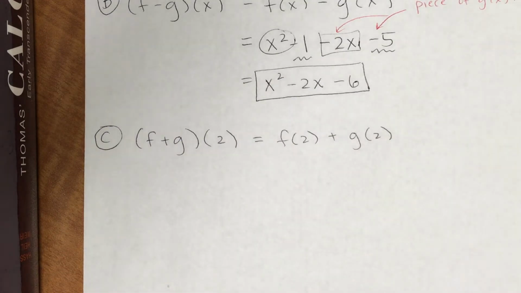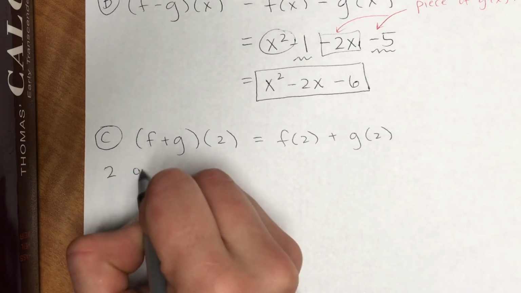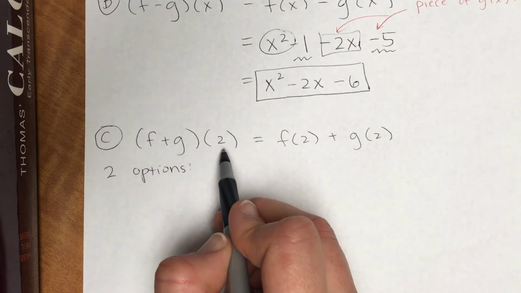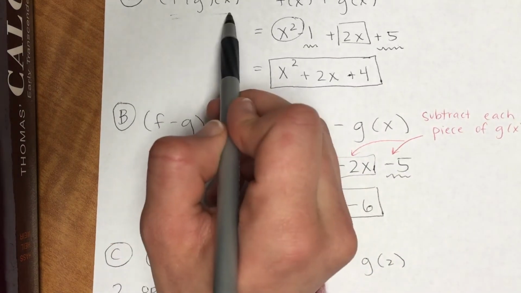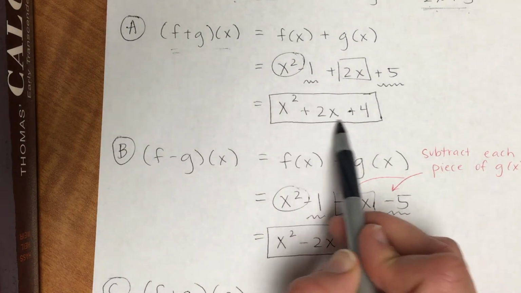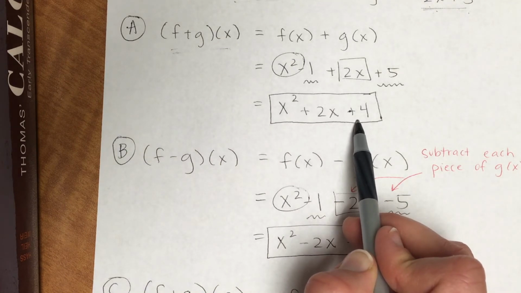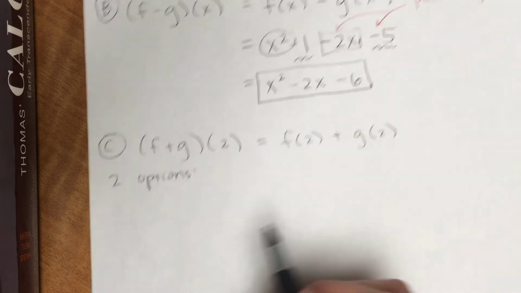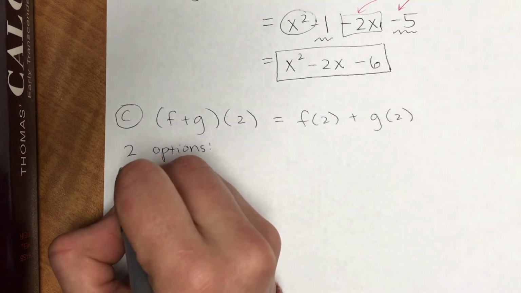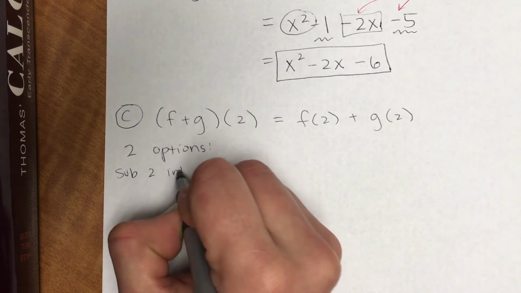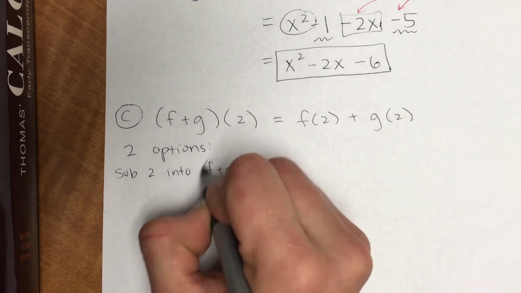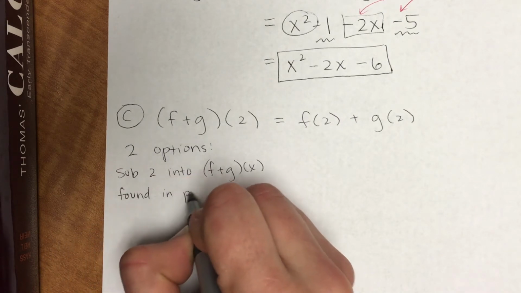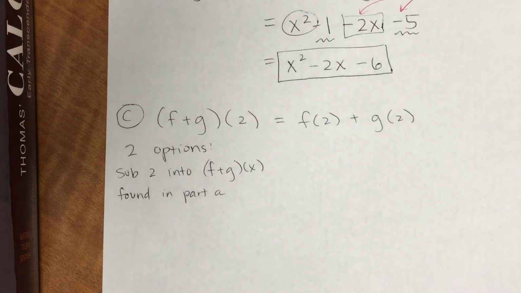So you have two options here, and this is always going to be the case. So first, you can figure out what your generic f plus g of x is and plug into that equation. Or you can plug into f, you can plug into g, and then you can add your answers together. So two options. Our first option is sub 2 into f plus g of x, which was found in part A. So since we already found that, it might be that's a fast way to do it.